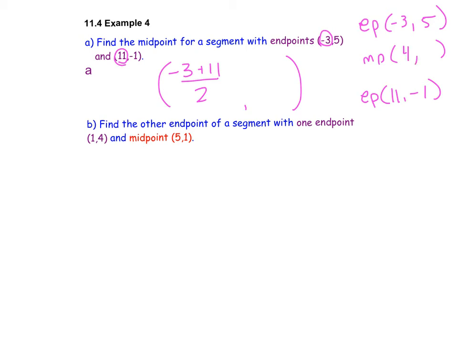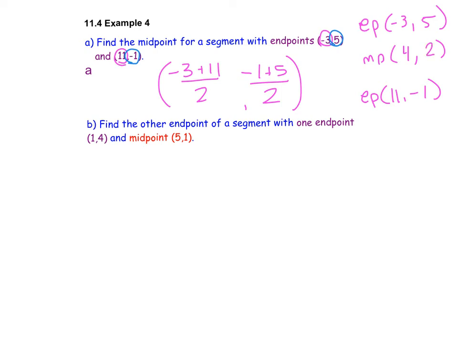Then I'm going to do the same thing with my y's. I'm going to find the average of the y's, which in this case is negative 1 plus 5, all divided by 2. And negative 1 plus 5 is 4. 4 divided by 2 is 2.